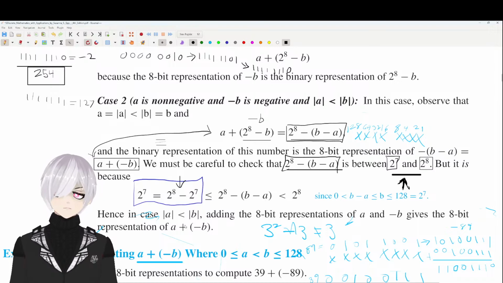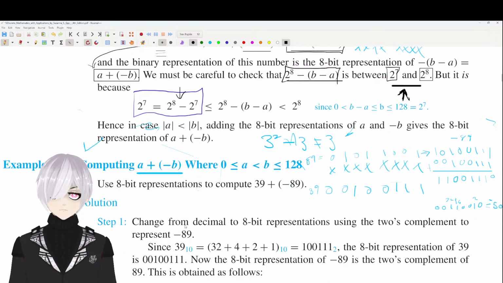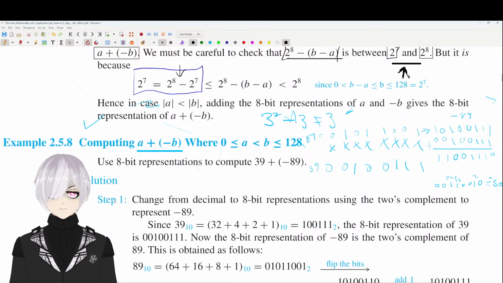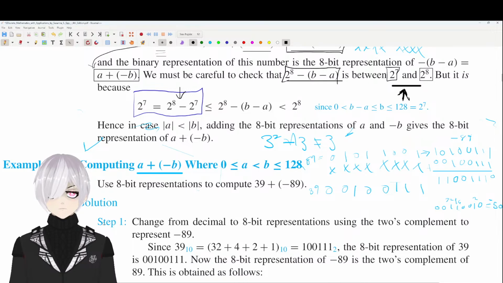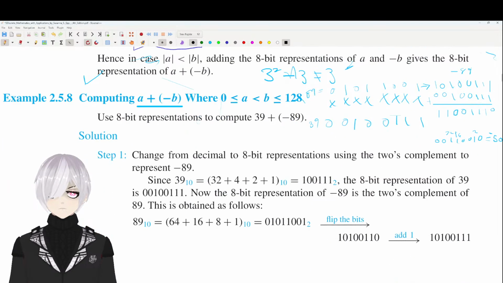Yeah, so they're showing algebraically, using the definition of two's complement. And then we did that example, but haven't done case 3 yet.